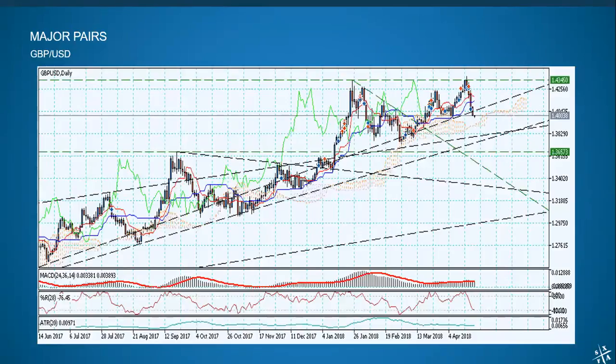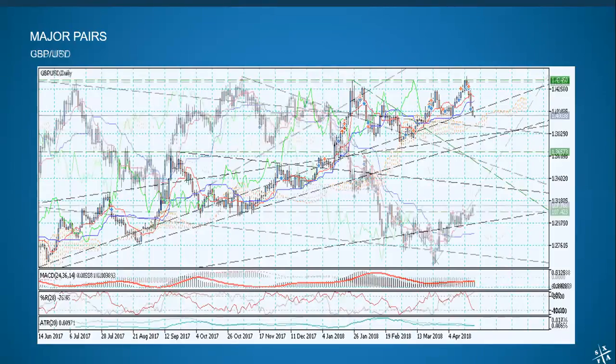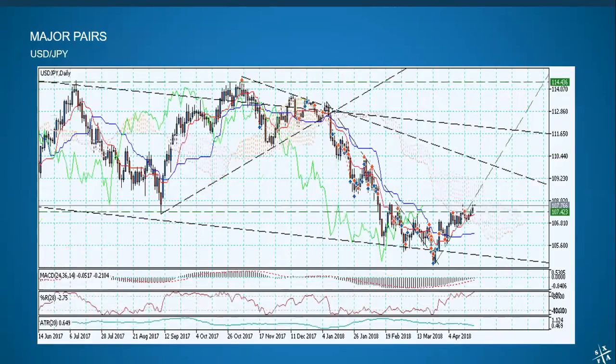Moving on to the USDJPY, and we had mentioned that the USDJPY seems to be trading counter to the other JPY pairs in general. So we see that the JPY has weakened against the dollar.